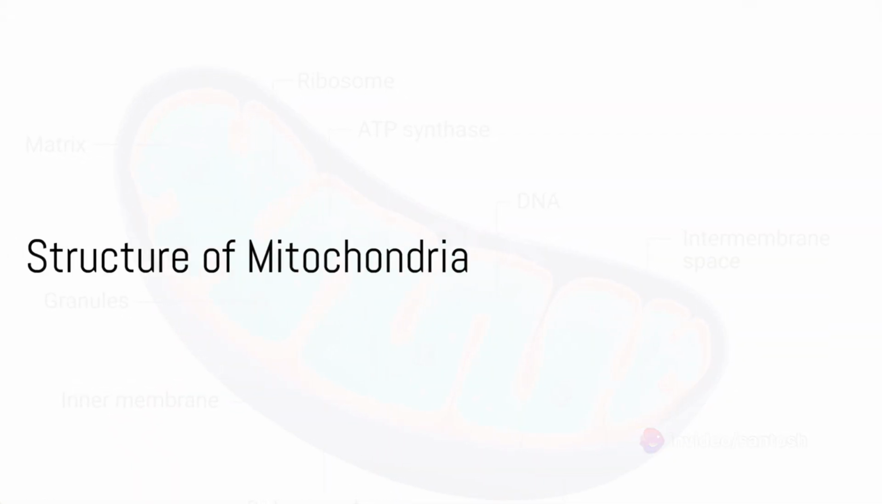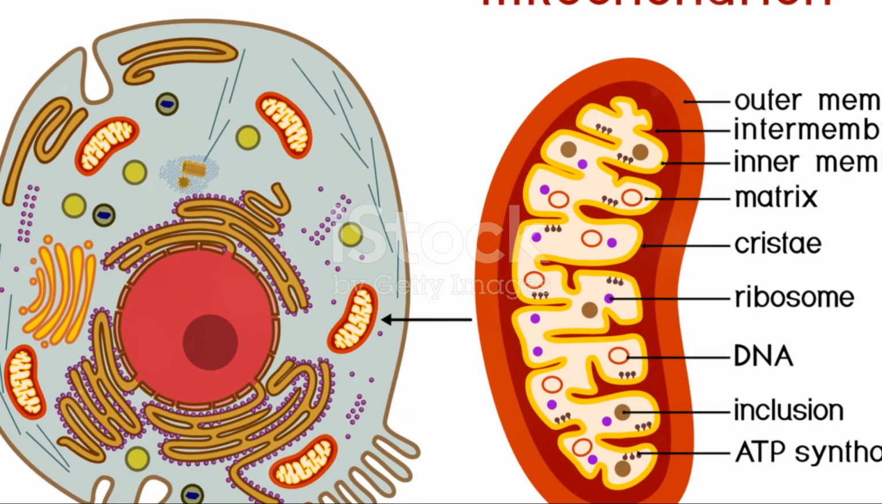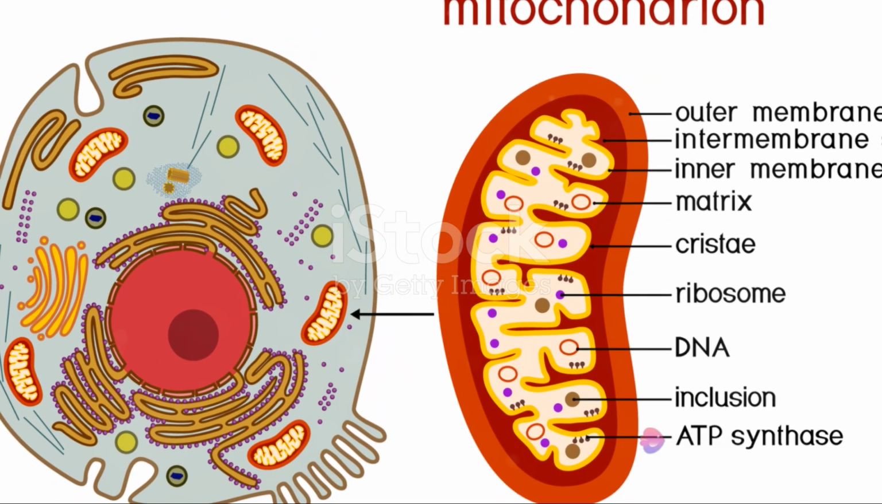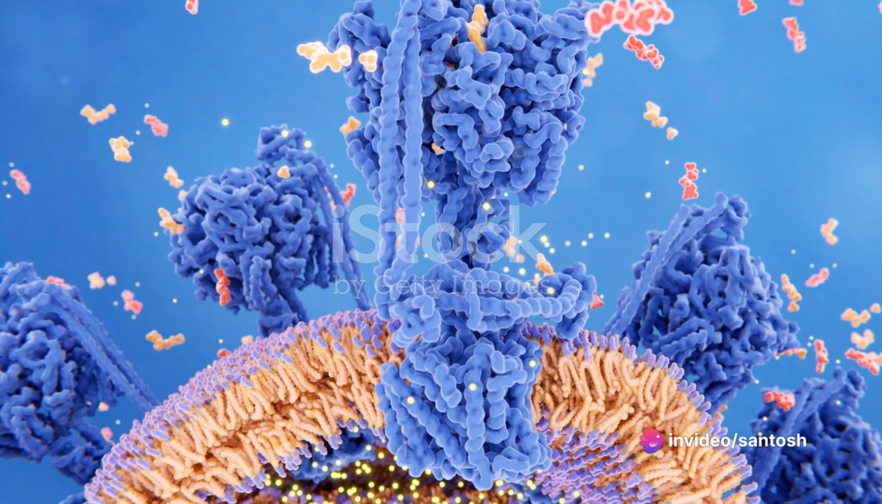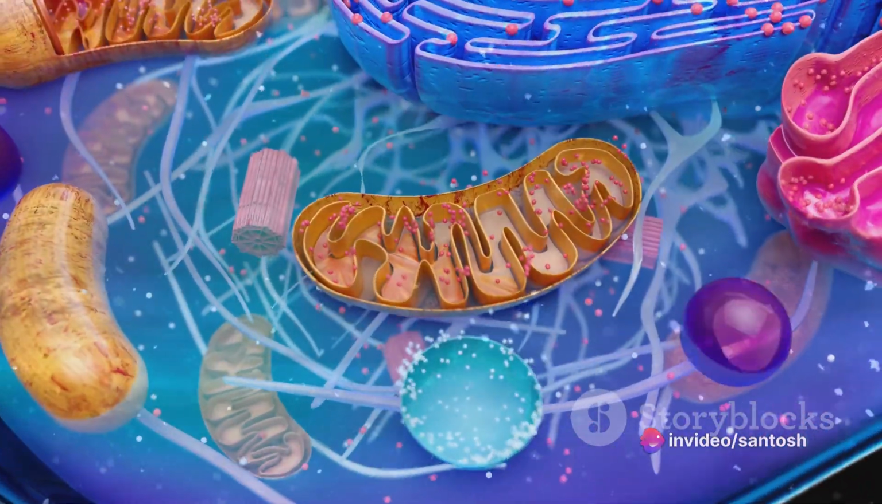Mitochondria are unique organelles found in nearly every cell in our bodies. They have a double membrane structure, with the inner membrane folded into numerous layers known as cristae. These cristae significantly increase the surface area of the inner membrane, allowing for a higher rate of ATP production.